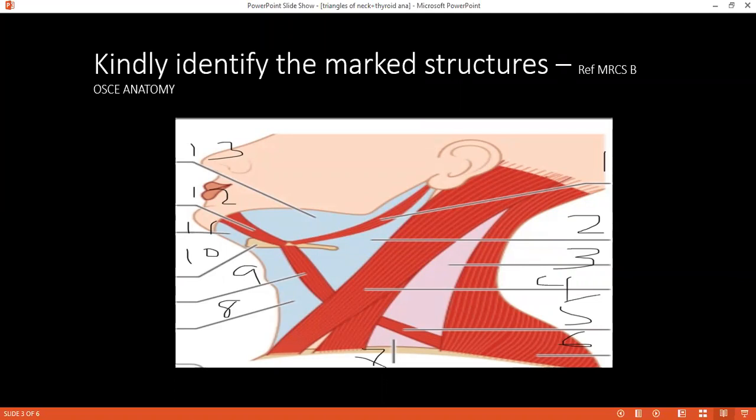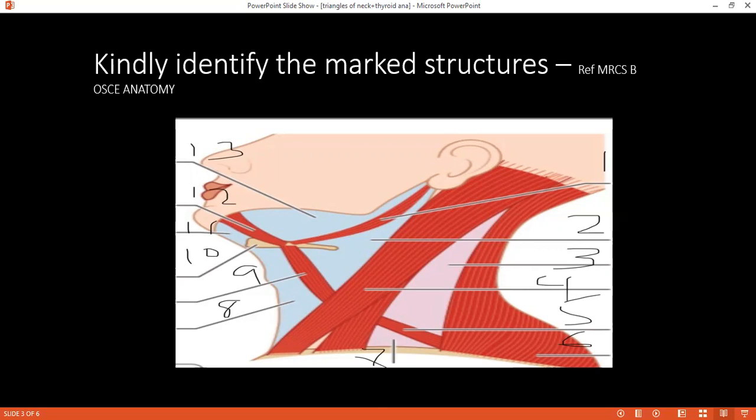Okay. So what are the contents of the posterior triangle? It contains spinal root accessory nerve, brachial plexus, cervical plexus, and phrenic nerve. And then for the arteries and veins, they are suprascapular artery, transverse cervical artery, and subclavian artery, along with their veins.